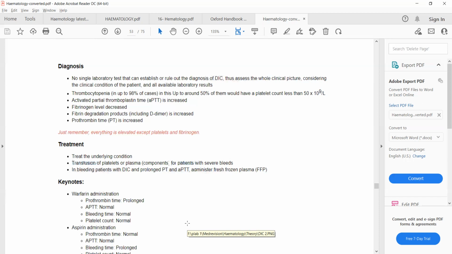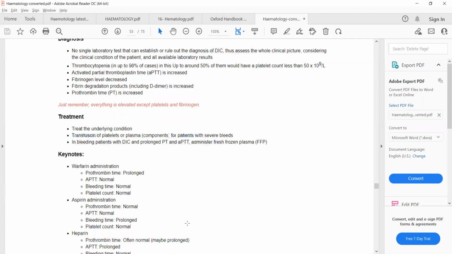So platelet transfusion and fresh frozen plasma transfusion is a treatment for DIC, along with treating the underlying condition. For example, if the cause is infection, then we'll give antibiotics. So now some keynotes again.